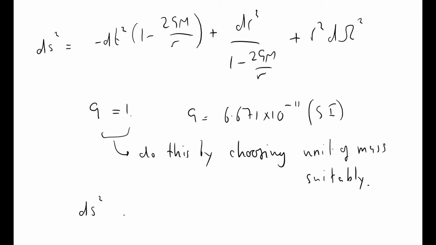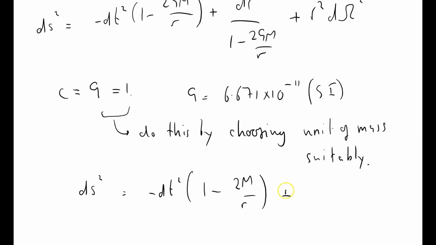So we've got ds squared equals minus dt squared, in just the same way that we choose the speed of light to be 1 as well. We can always make the speed of light equal to 1 by choosing our unit of time and our unit of distance appropriately. I'll come back to that in a minute. But for the moment, we're just going to focus on choosing the unit of mass appropriately. And now we've got minus dt squared times (1 minus 2m over r), where m is the mass of the black hole, plus dr squared over (1 minus 2m over r), plus r squared d omega squared.